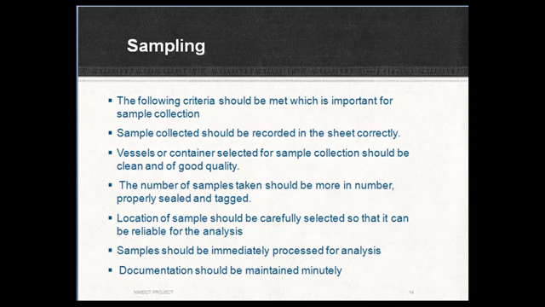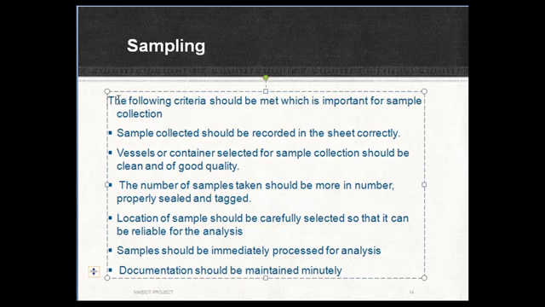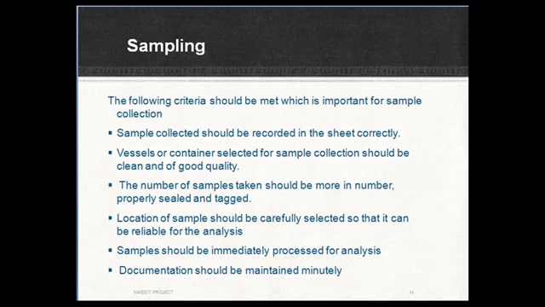The following criteria should be met, which is important for sample collection. Sample collected should be recorded in the sheet correctly. Vessels or the containers selected for sample collection should be clean and of good quality. The number of samples taken should be more in number, properly sealed and tagged. Location of samples should be carefully selected so that it can be reliable for the analysis.